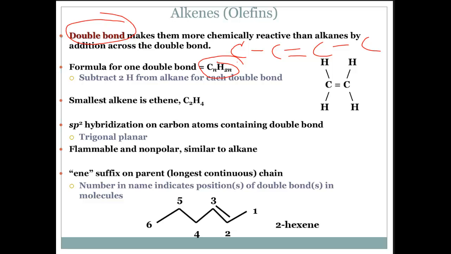They're flammable and nonpolar, similar to alkanes, and they end in the ene suffix on the parent longest continuous chain, which we'll be talking about shortly. The number in the name indicates the position of that double bond. So for instance, 2-hexene, ene means it's a double bond, and the 2 means it's on the second carbon.